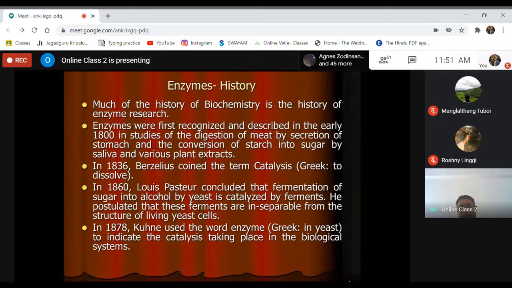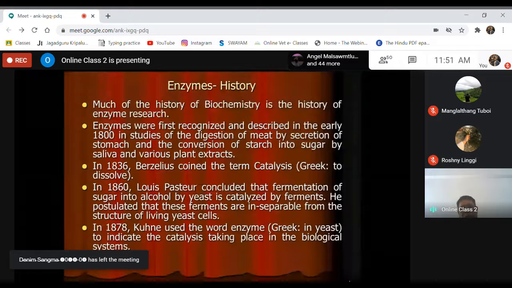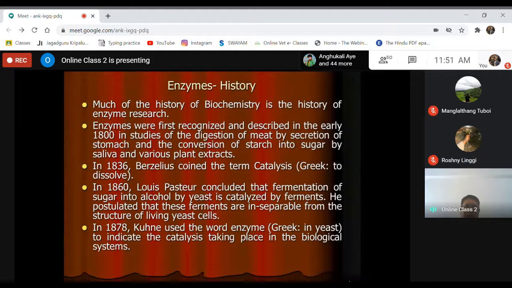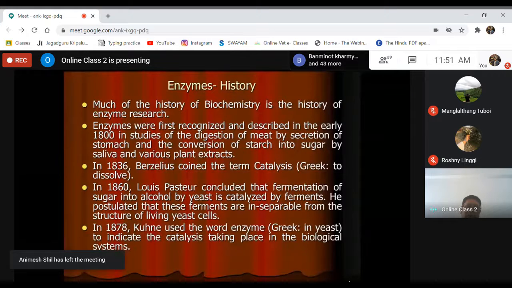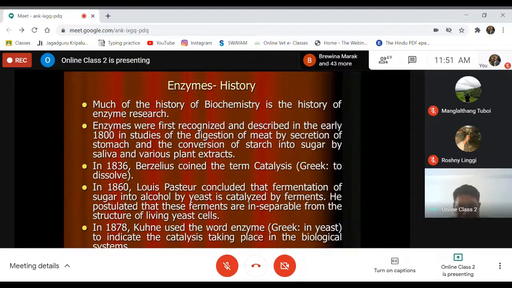At that time, the formation of alcohol from sugar was done using the yeast cell. So he felt that these molecules, which convert the sugar to alcohol, should be present in the yeast cell. Only then can they catalyze the conversion of sugar to alcohol. That was his hypothesis.